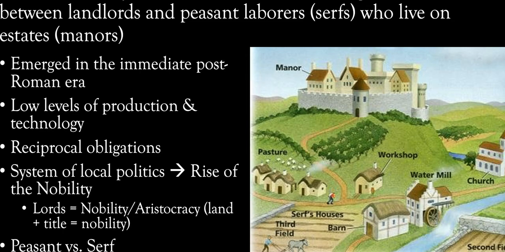Okay, so the first major social topic in the medieval era is the development of Manorialism. Manorialism is a system of economic and social organization between landlords and peasant laborers, who we also call serfs, who live on estates, which we call manors. So you can see in the image to your right an example of a medieval manor.